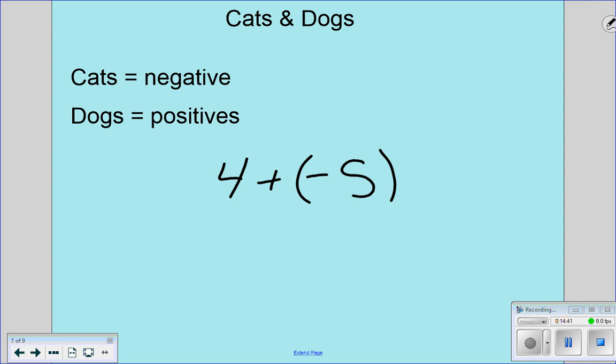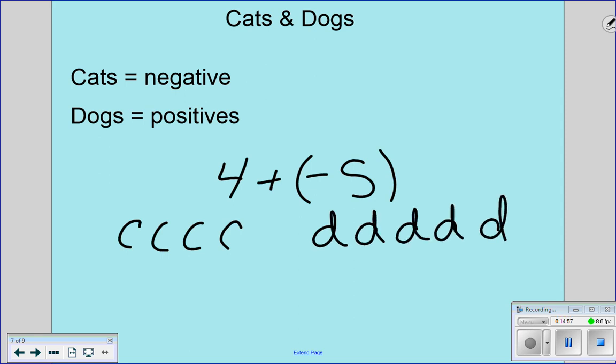So let's start with this. I'm just going to start with my cat. If one cat runs out, one dog's going to run out. Let me show you. I have 4 cats. I have 5 dogs. If a cat runs out, a dog runs out. A cat runs out, a dog runs out.